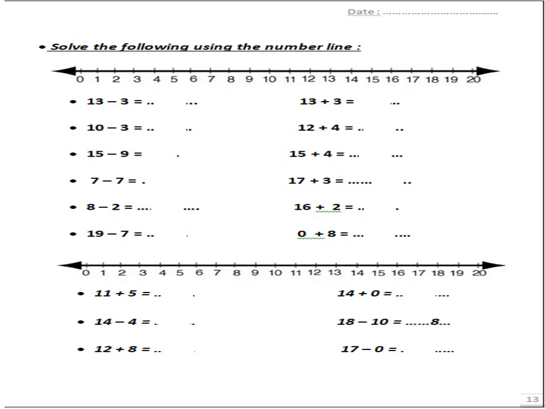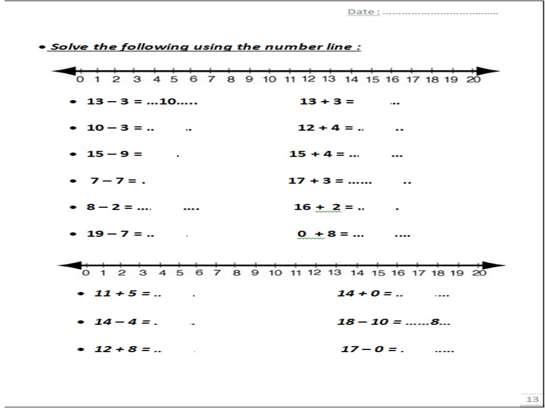Open your final revision page 13, Primary 1. Here we will solve addition and subtraction on a number line. In addition we jump forward. In subtraction we jump backward. The first question here, 13 minus 3. We stop at 13 and make 3 jumps backward, so the answer will be 10.